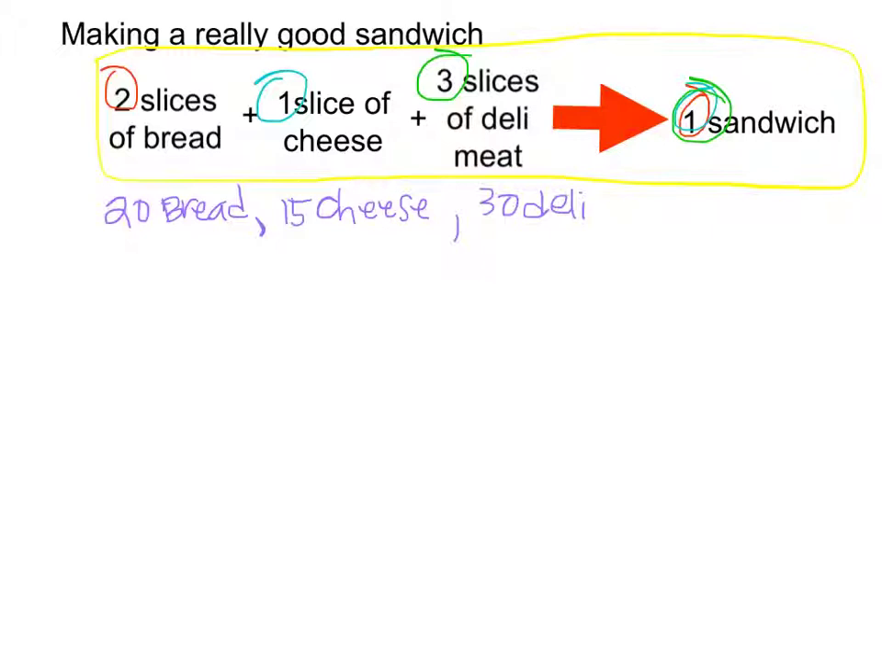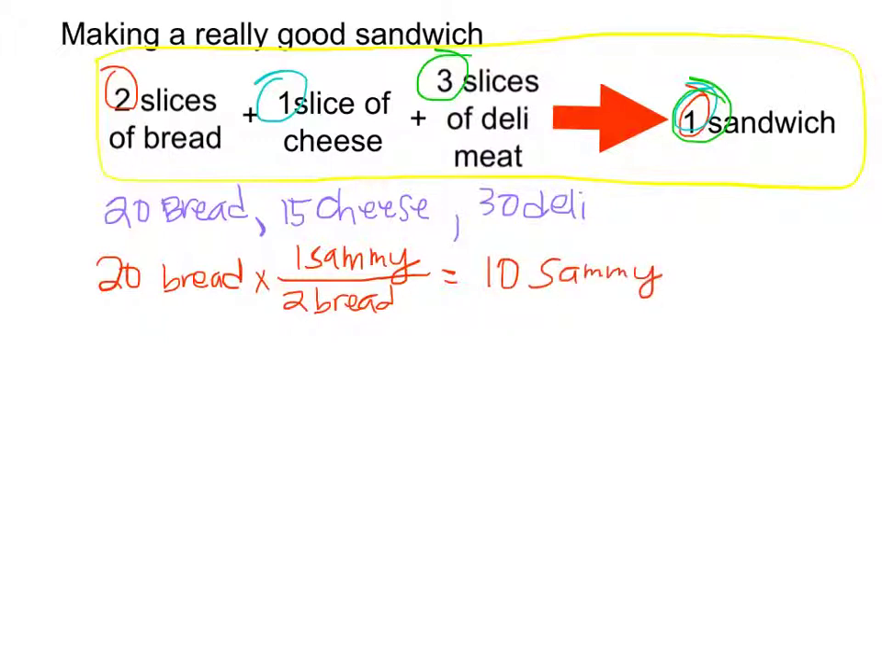In order to do that, we're going to have to calculate for each ingredient. So let's take the bread first, and let's find out how many sandwiches we can make just from the bread alone. So if we start off with 20 bread, I already gave you the equivalent statement. For every sandwich, I use 2 slices of bread. So I'm going to put 2 bread on the bottom and 1 sandwich on the top. And I end up with 10 sandwiches.